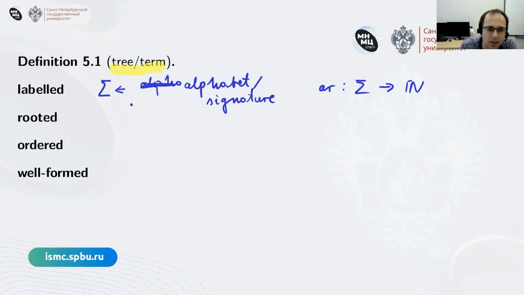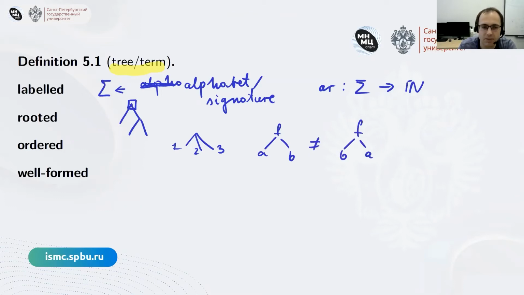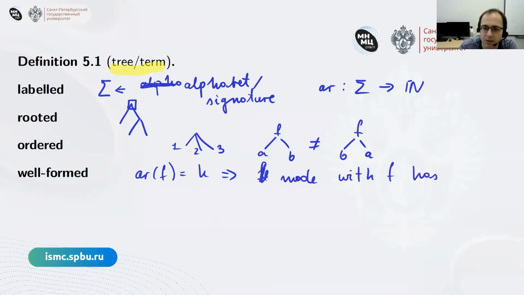Okay, the trees that we are considering are rooted. So there is a designated node, which is the root node. They are ordered in the sense that we know the order on the children. So this is the first child, the second child, and the third child. So F on A B is different from F on B A, because here the order on the children is different. And they are well formed as terms, meaning that if the arity of F is K, then a node with F has K children. So if f has arity 3, then it has 3 children. This is exactly the definition of terms, and if you want to think that those are trees, then okay, but we need to satisfy those conditions as well.